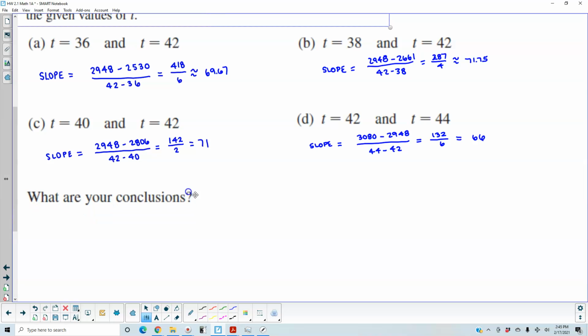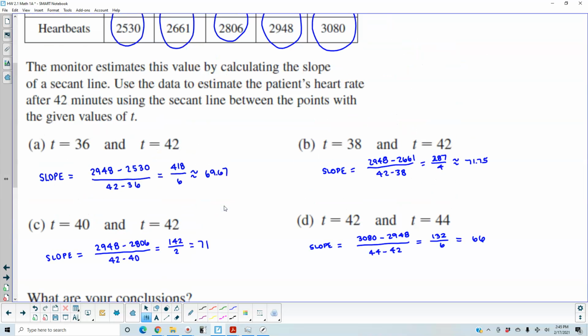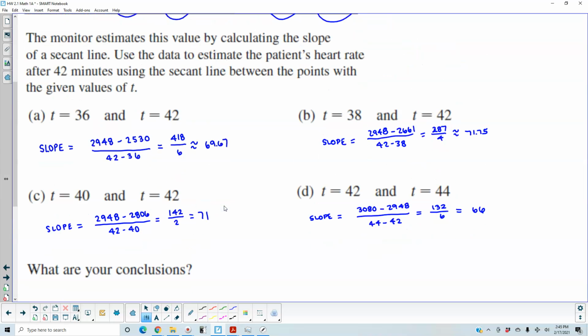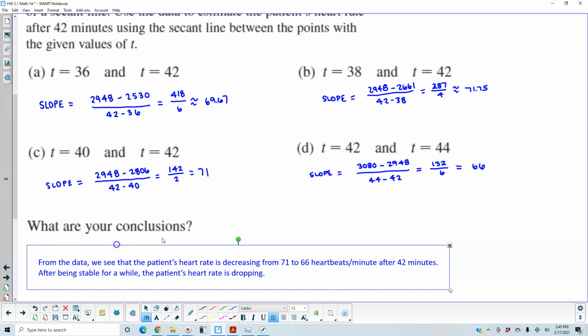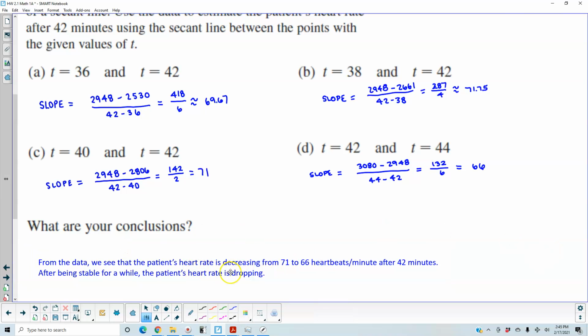So now what are our conclusions from these slopes? Well, what we can say is that from the data, we see that the patient's heart rate is decreasing from 71 to 66 heartbeats per minute after 42 minutes. After being stable for a while, the patient's heart rate is dropping.